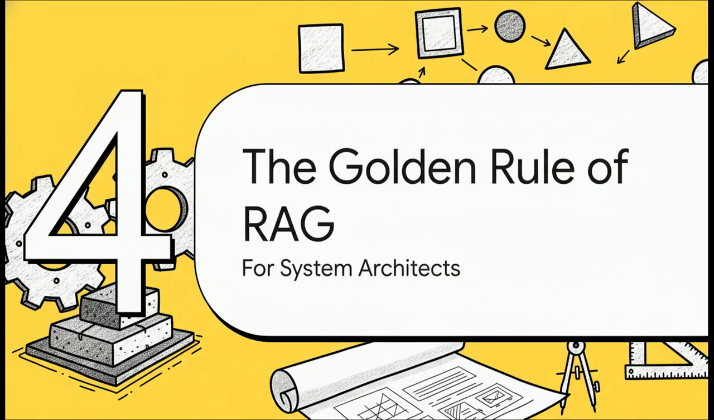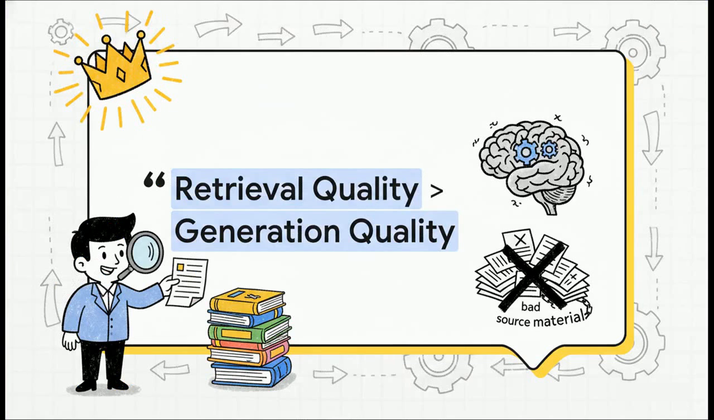Okay, so for all of you out there who are actually building these things, the engineers, the system architects, listen up. There's one golden rule for RAG that you absolutely have to remember. It's more important than anything else. Here it is, plain and simple. Retrieval quality is always more important than generation quality. Always. Think about it. You could have the most brilliant, eloquent LLM in the world as your writer, but if your librarian brings back the wrong book, what's the point? The whole system falls apart. It's the classic garbage in, garbage out.